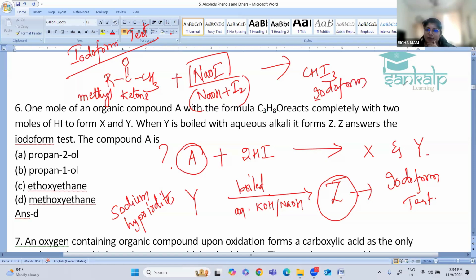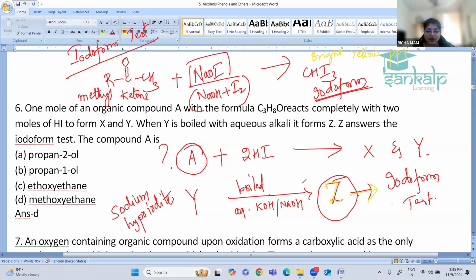So this iodoform, how will it be? It will be a bright yellow color precipitate. So how do you get the iodoform test? When methyl ketone reacts with sodium hypoiodide, iodoform is formed. Iodoform is CHI3. This Z will be a carbonyl compound, either an aldehyde, a ketone or an alcohol.